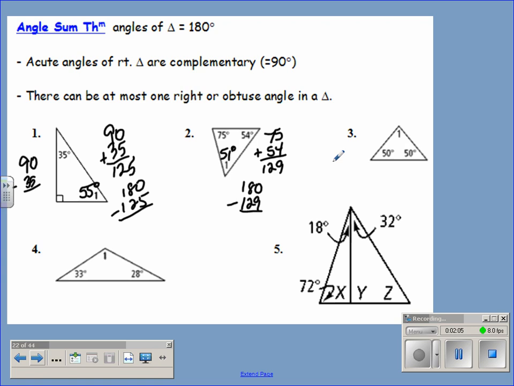Same thing with number 3. Again, add up the two angles we have. So 50 and 50, which is 100. Take that away from 180. Angle 1 must be 80 degrees.